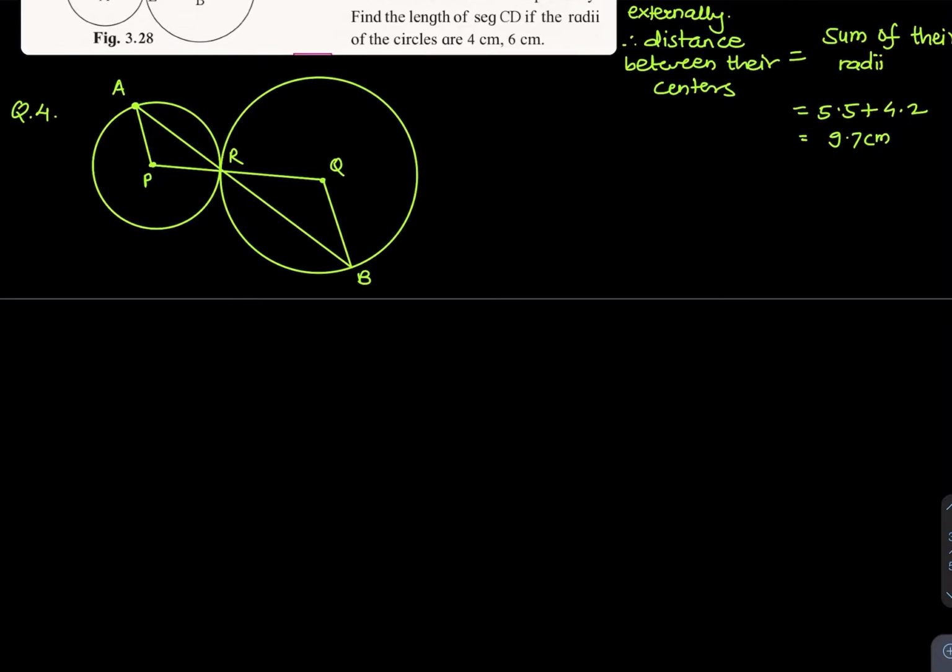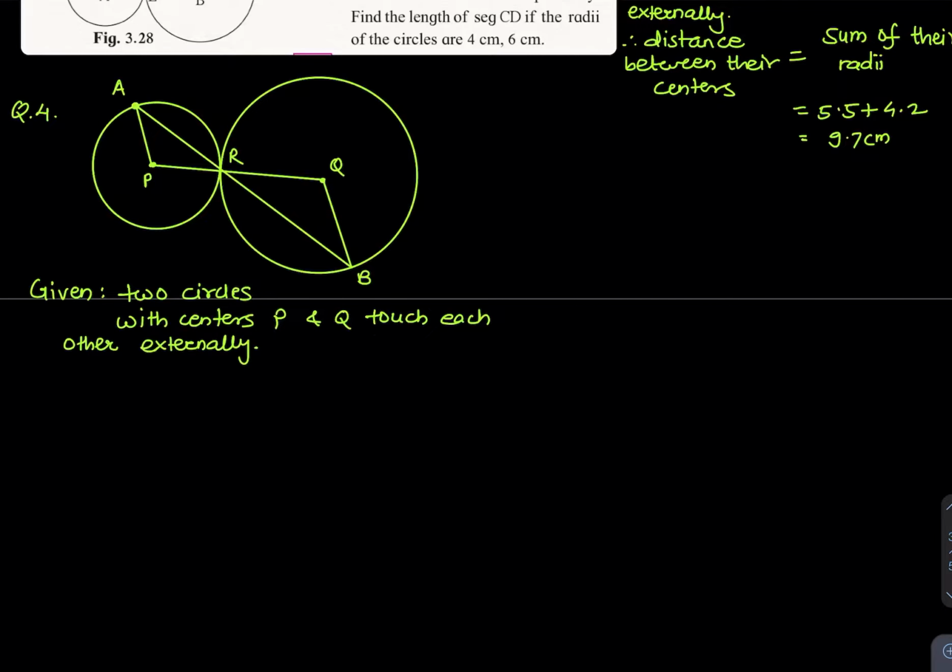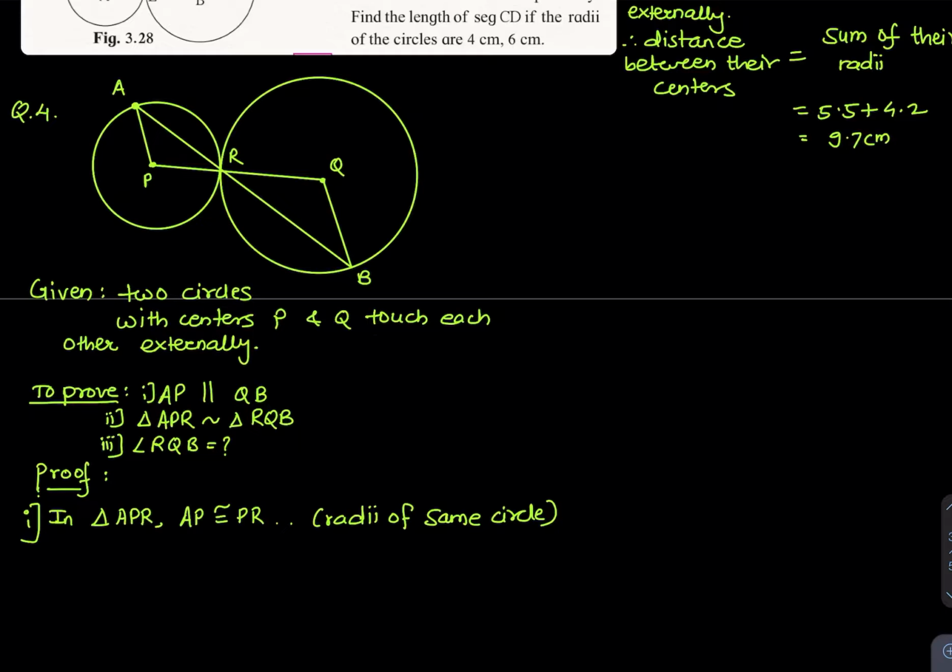So now first we will write given and to prove. Given, two circles with center P and Q touch each other externally. Then to prove, first AP is parallel to QB. Second, triangle APR similar to triangle RQB. And third, find the measure of angle RQB. So for proof, we will see first in triangle APR, AP and PR are radii of same circle, so they will be congruent.